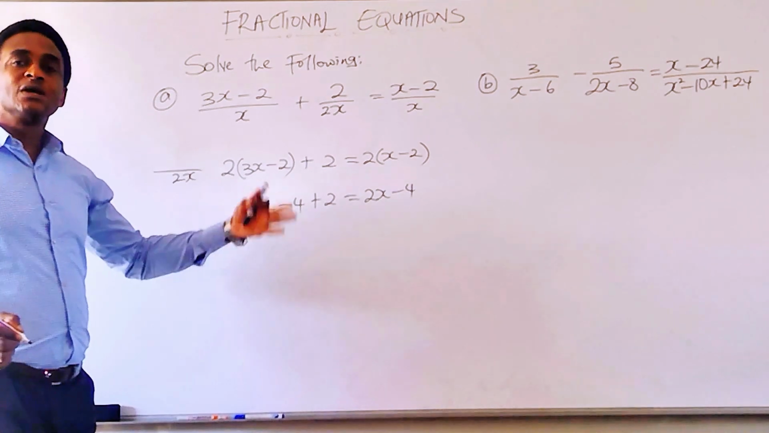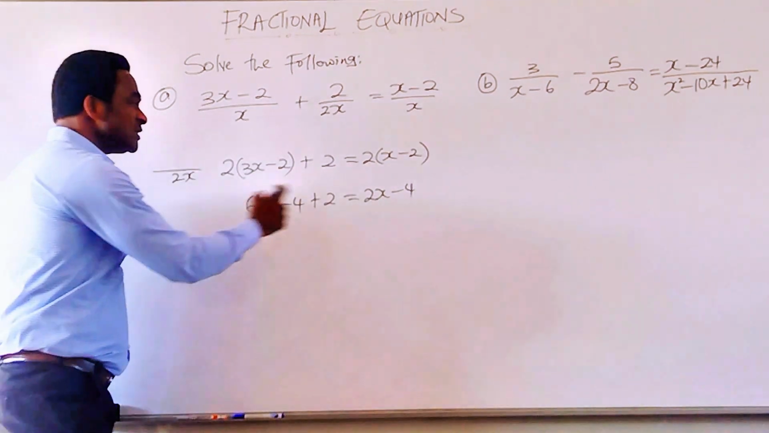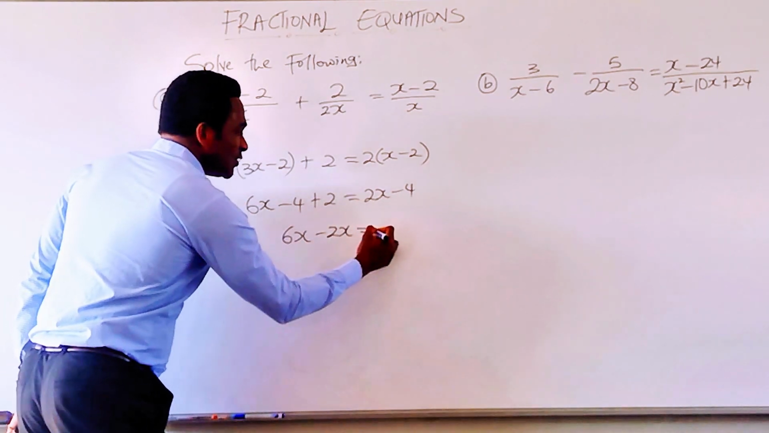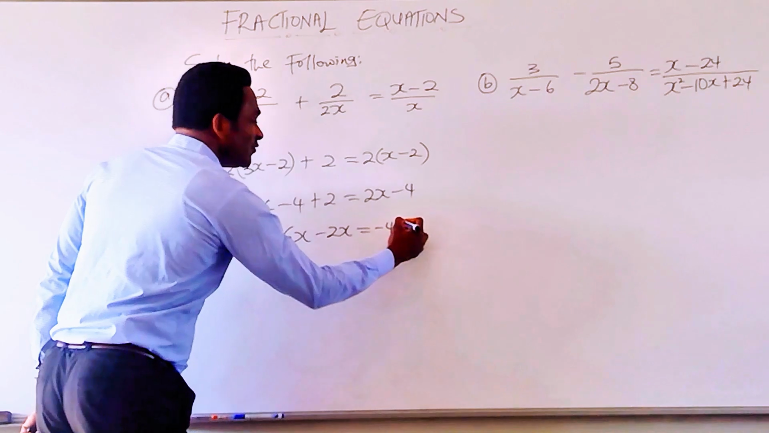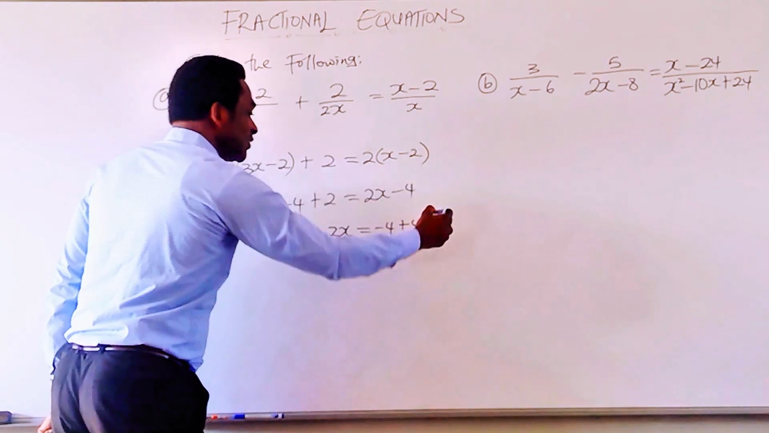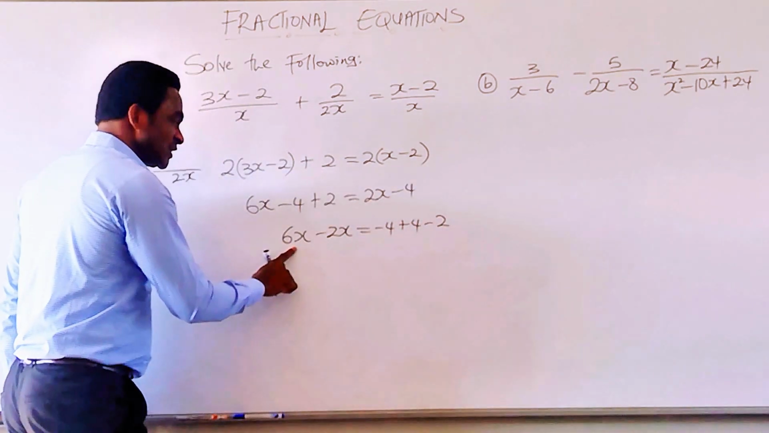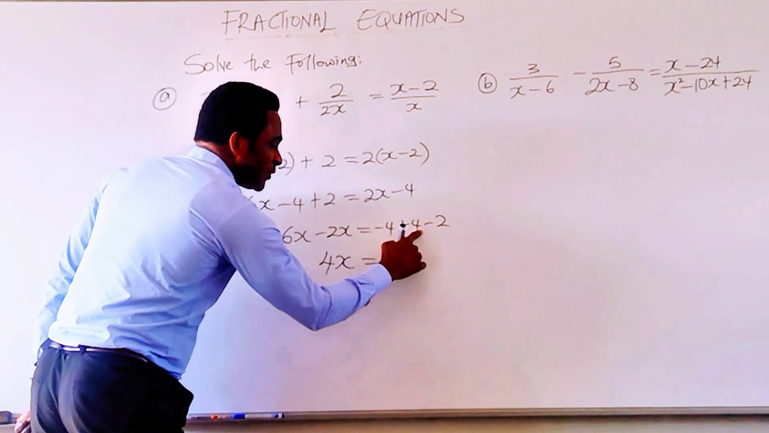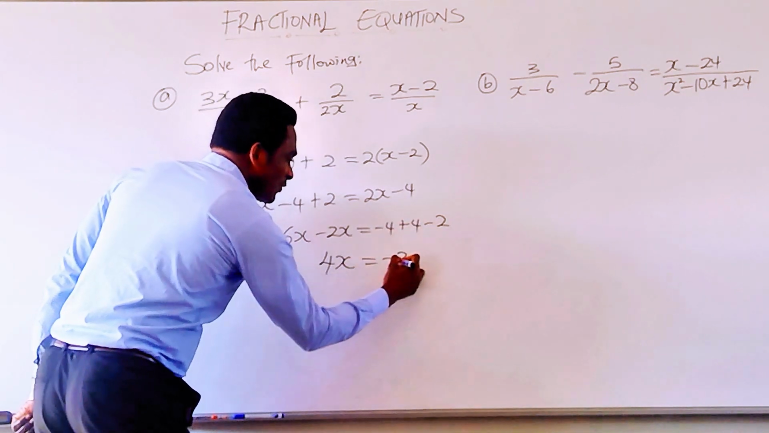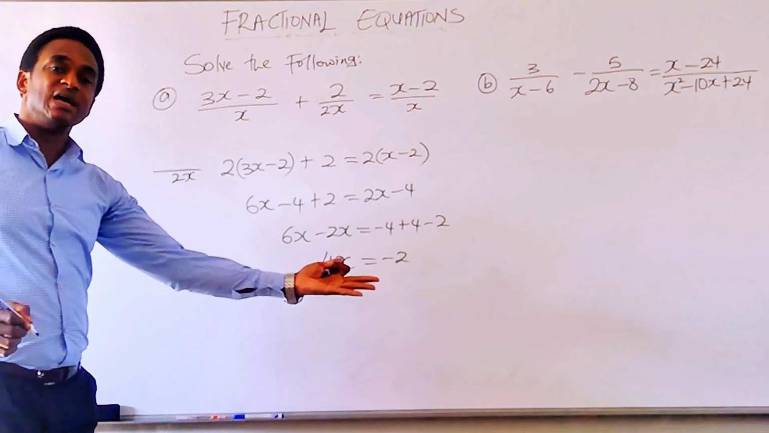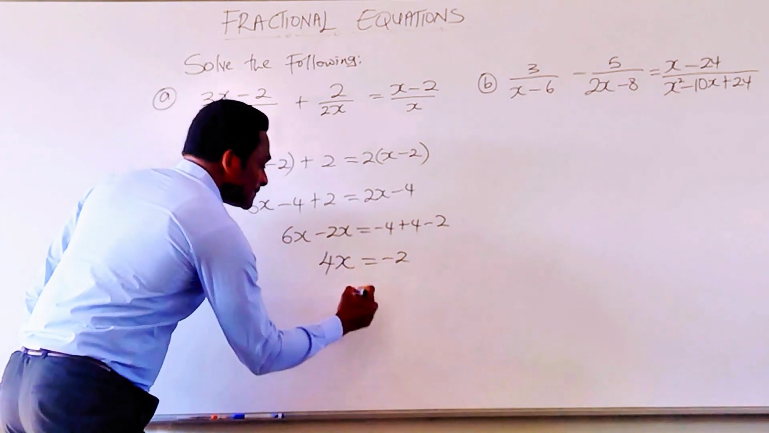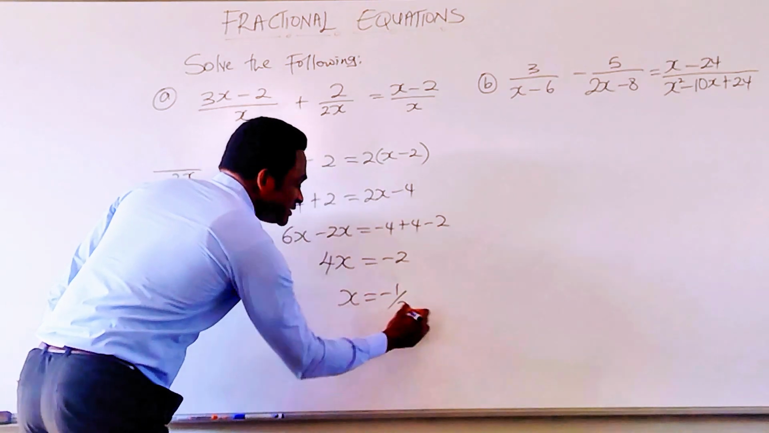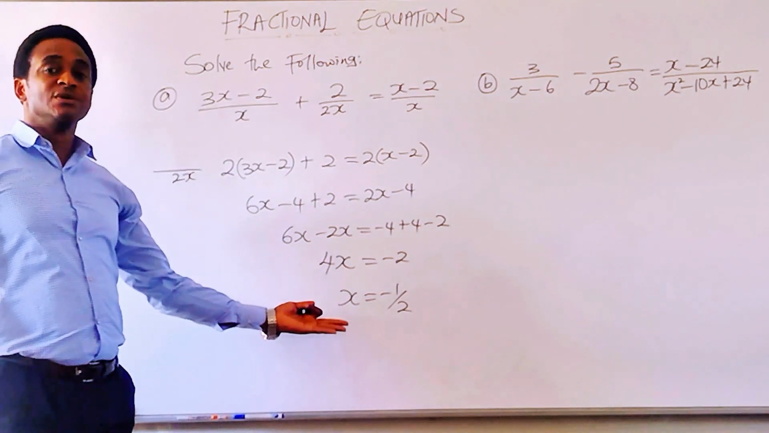The next thing is to collect like terms. Now collecting like terms, you have 6x, and this coming over is minus 2x, negative 4 coming over becomes positive 4, 2 going over becomes negative 2. 6x minus 2x is 4x. Negative 4 plus 4 gone, negative 2. We divide both sides by the coefficient of x, which is 4. So negative 2 over 4 will give us negative 1 over 2. So our answer is negative 1 over 2.